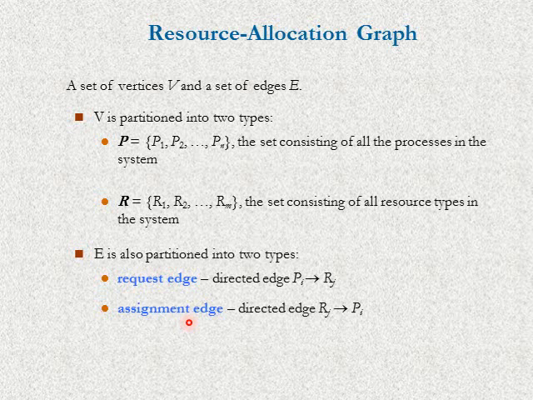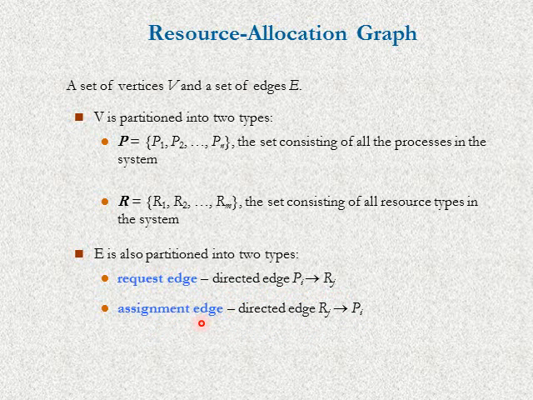So now we have a graph where we have some vertices and some edges. Vertices are divided into two types, processes and resources. Also, edges are of two types. One is the request edge, a directed edge from a process to a resource. And the other one is an assignment edge, which goes from a resource to a process. So a request edge means that the process is requesting a resource, and an assignment edge means that this resource is already allocated to this process.